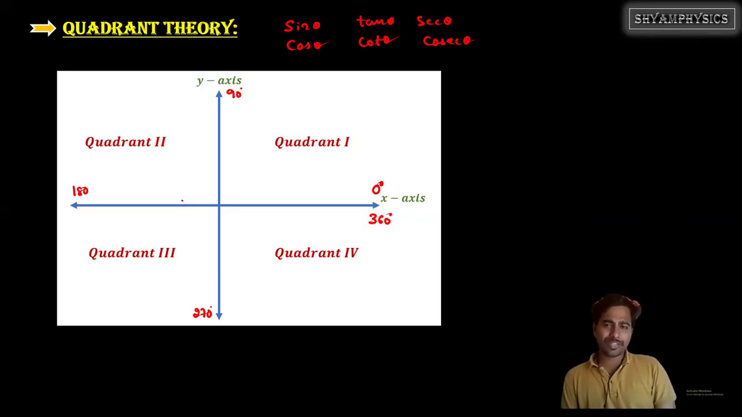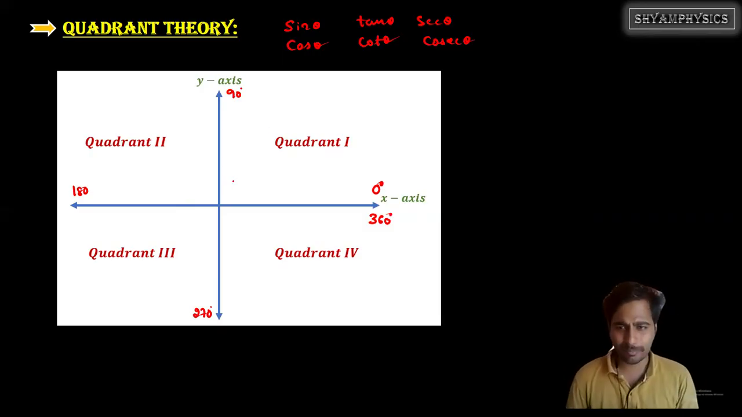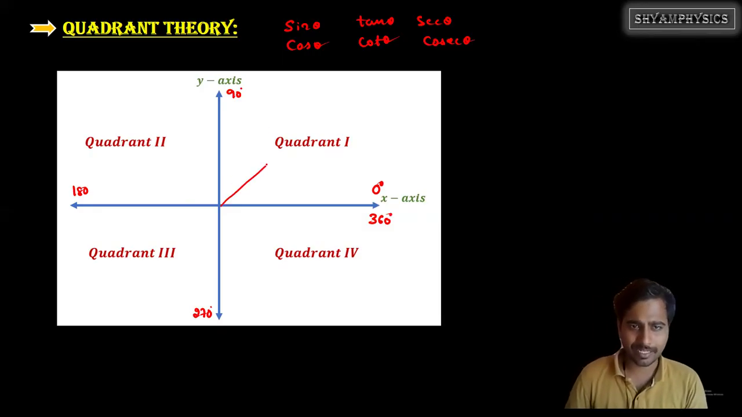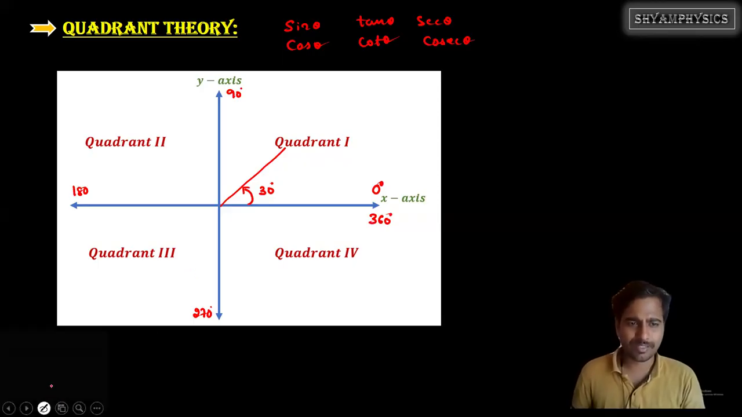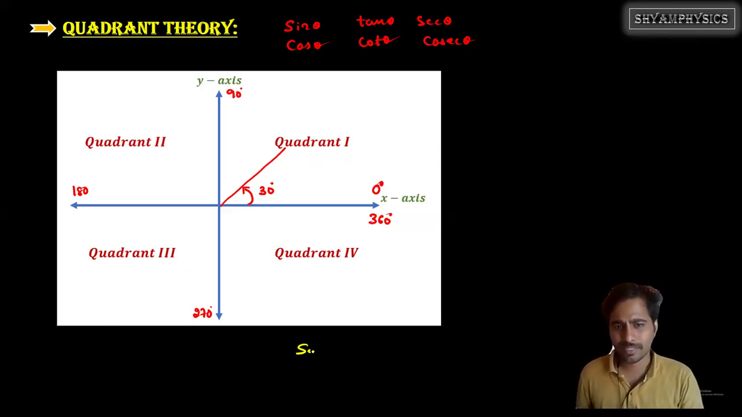In the first quadrant, whatever values you measure, for example, this is a line which exists here. From the x-axis, it is making an angle in the anti-clockwise direction, that is 30 degree. Now if it is 30 degree, I will ask what is sine 30. So simple, right? What will you say? What is the sine 30 value? Sir, sine 30 is equal to 1 by 2. I'll ask whether it is positive or negative.